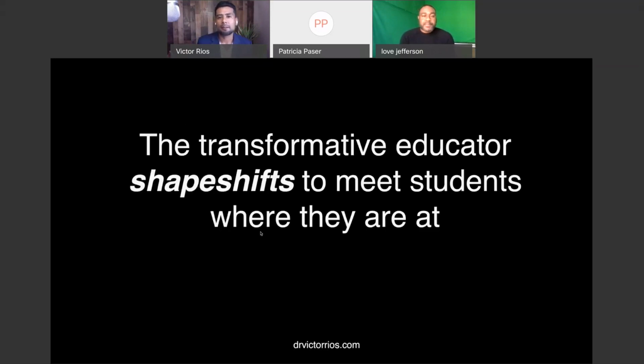So I'll start with this quote: the transformative educator shapeshifts to meet students where they are at. The transformative educator shapeshifts to meet students where they are at. And we think of this concept of shapeshifting that many times, right, it's crucial for us to teach our students the skill set to be able to shapeshift, the skill set to be able to adapt to their environment. We talked about resilience in my presentation early on and what it means to be resilient. One of the things is to shift based on your environment.